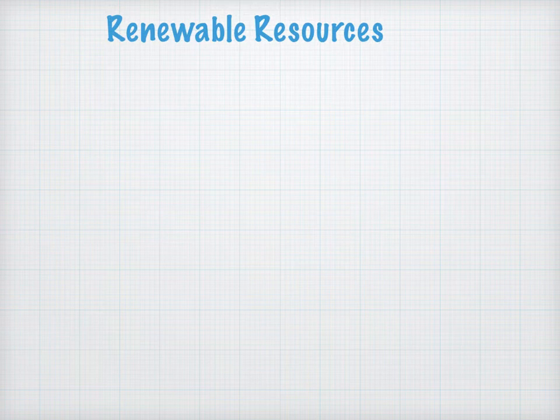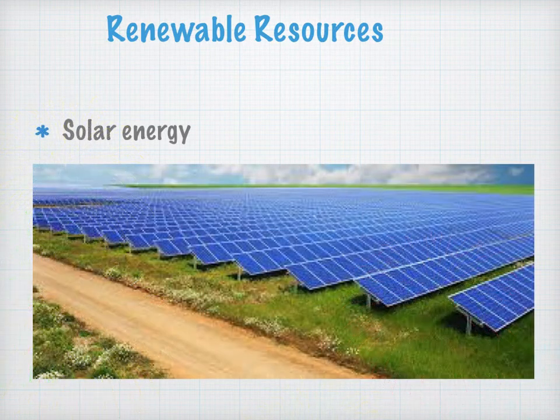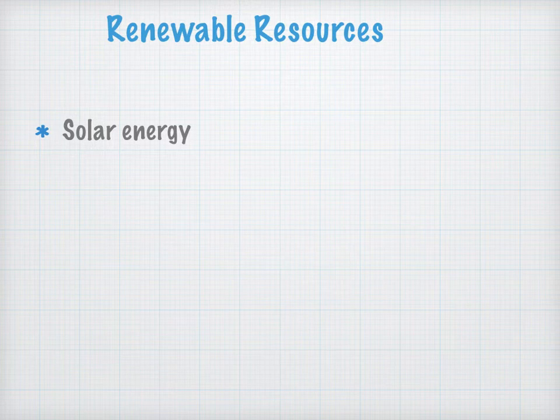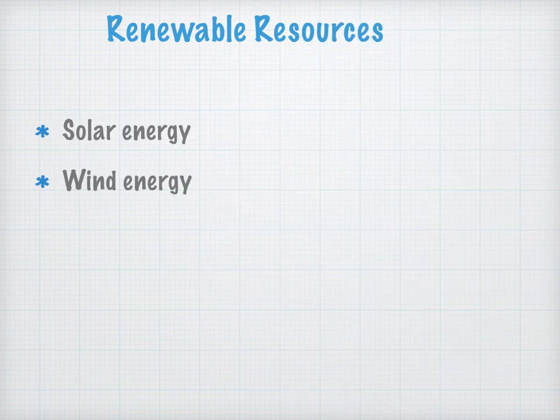Renewable resources. These are resources that are always available naturally and won't run out despite constant use. Renewable energy causes no harm to the environment, and sources include solar energy. This is created with solar panels which convert light rays into electrical energy. Wind energy is created by windmills or wind turbines. As the blades turn with the wind, it drives a generator producing energy.